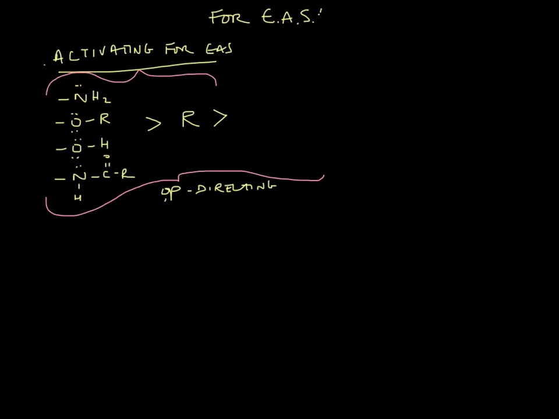Halogens, so any halogens, chlorine, bromine, iodine, or fluorine, are going to be ortho-para-directing because of the intermediate, but they're going to be deactivating. That is to say, they would slow this reaction down.